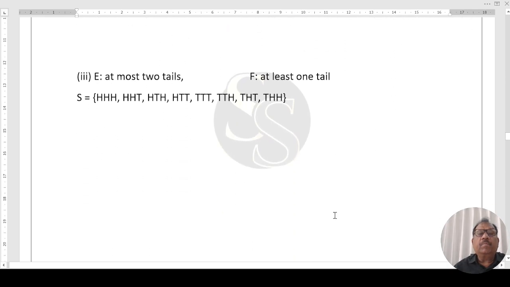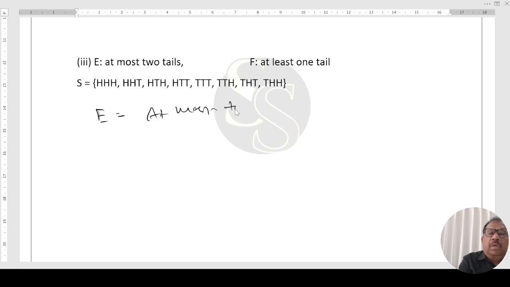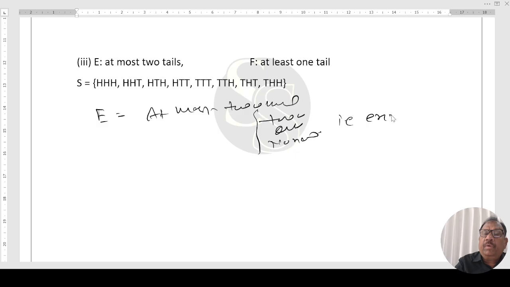Now part third. Part third is E is the event at most two tails. At most two tails means 2 भी हो सकते हैं, 1 भी हो सकता है और no tail भी हो सकता है. यानी कि only 3 tail वाला that is except triple T. Therefore N(E) कितना हो गया? 7. Complete space except triple T.